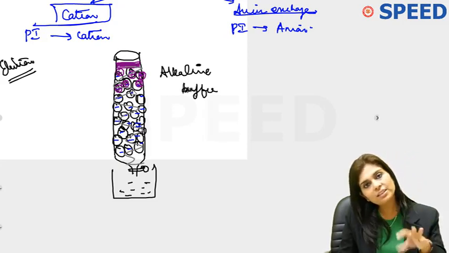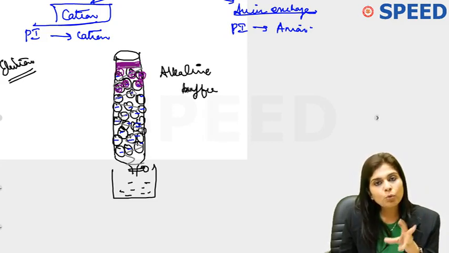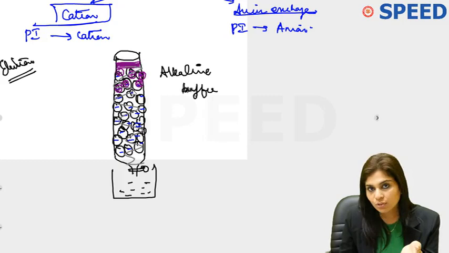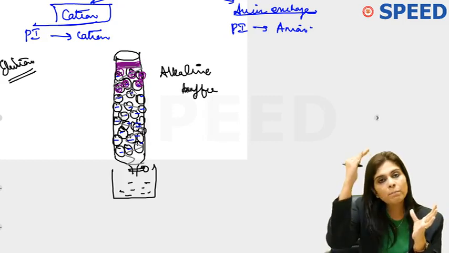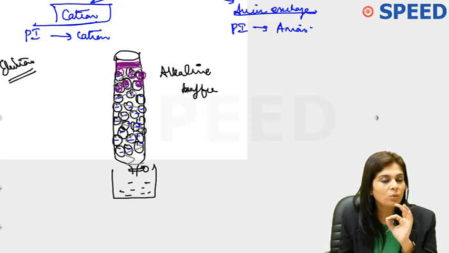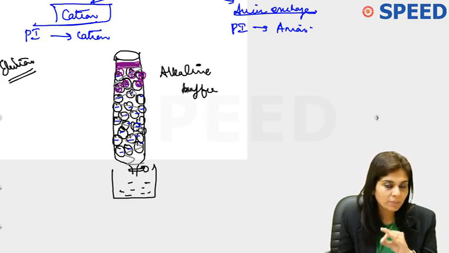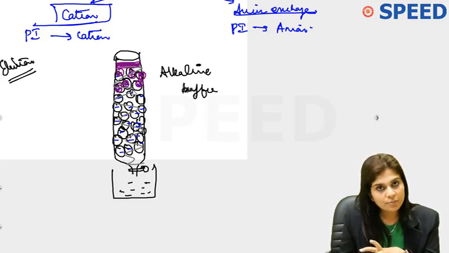By giving off their H+. Okay, when they give off their H+, will they be any more positively charged? No. Right? When they are no more positively charged, will they interact with the stationary phase? No. So they come down along with the alkaline buffer. So let me repeat what is cation exchange chromatography, and then you will have to be able to tell me about anion exchange chromatography.